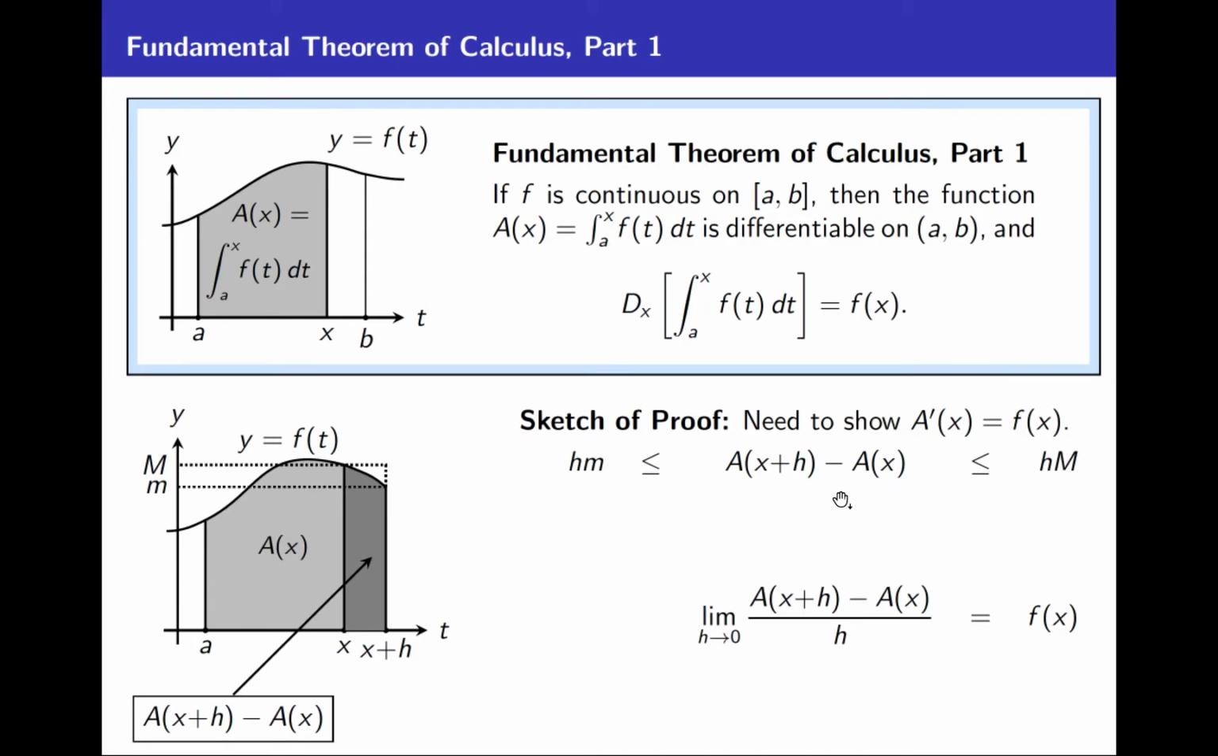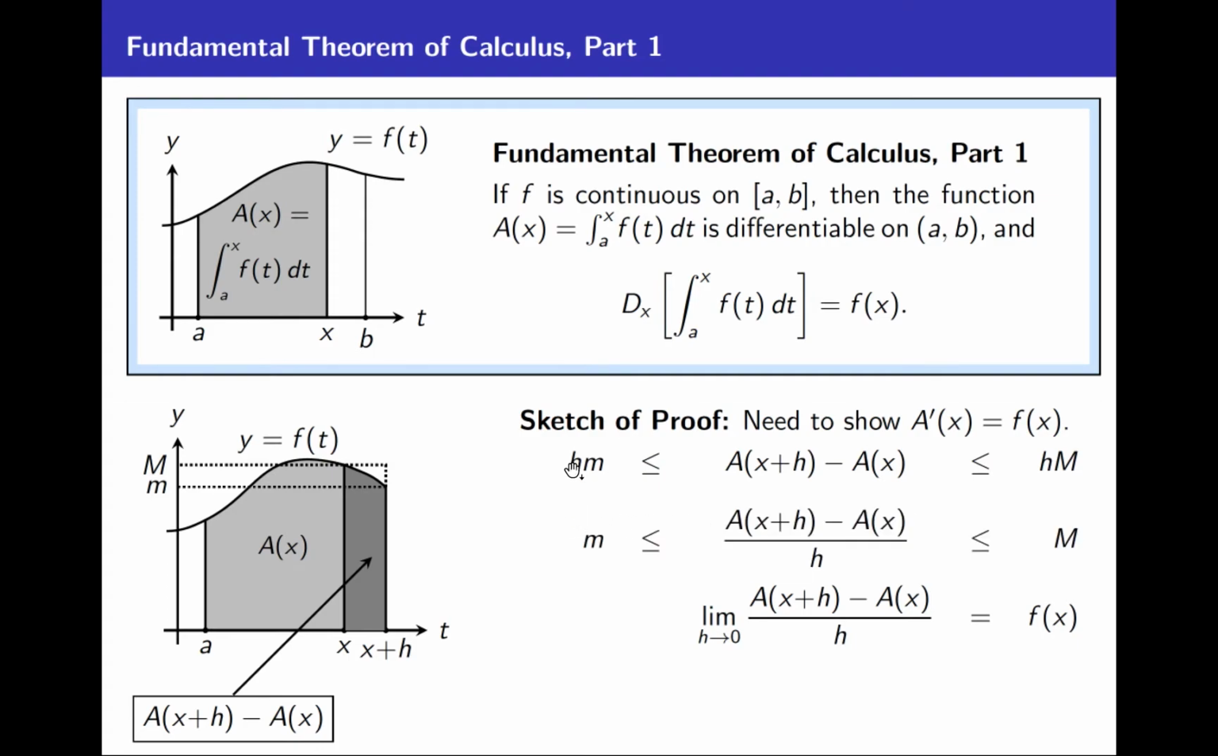Likewise, look at this tall rectangle of height big M and base h. That tall rectangle completely contains the dark shaded region. So its area, which is h times big M, is greater than or equal to the dark shaded area, A of x plus h minus A of x. So we get this chain of inequalities here. And the next thing we're going to do is divide every part of that by h.